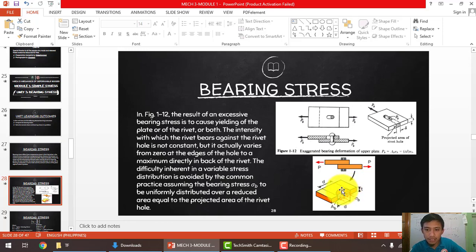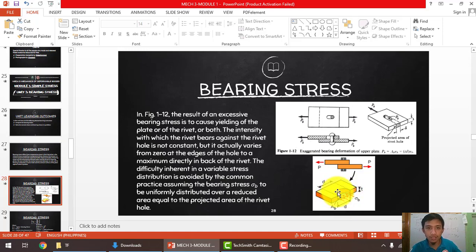However, as it says here if you try to read this one, the distribution of force actually varies from 0 at the edge. At the edge of this contact, the pressure is 0. As you go on to the middle, that is the maximum, directly at the back of the rivet, exactly at the middle. So the distribution of the actual pressure is from 0 at the edge to the maximum at the middle. However, that will be a little bit hard for us to compute.